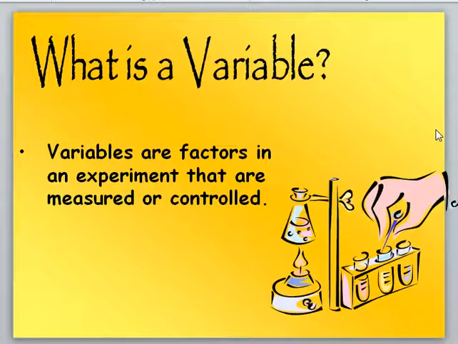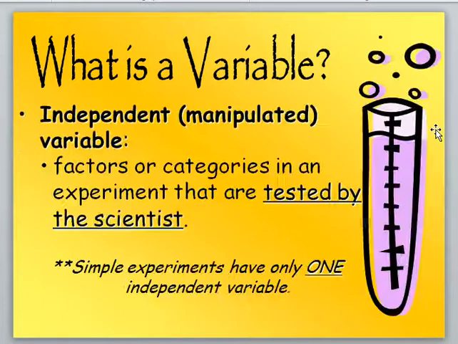So in order to continue, you have to know what a variable is. Variables are any factor in an experiment that is measured or controlled. This can be a wide variety of things. There are some specific variables that scientists or researchers look at.